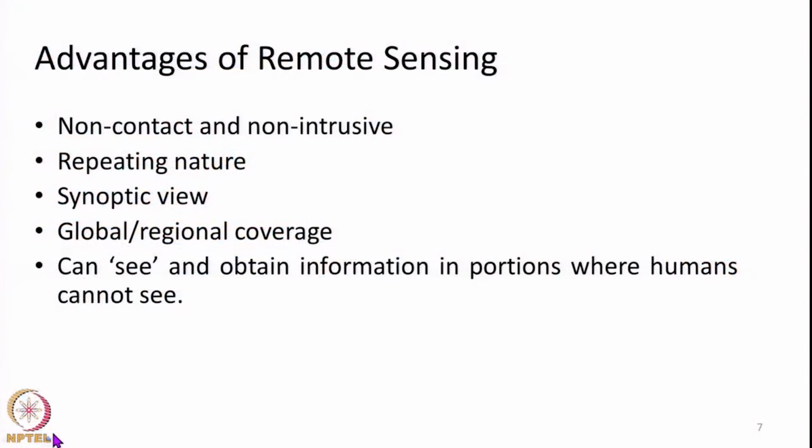What are the advantages of remote sensing? First of all, remote sensing is a non-contact and non-intrusive way of data collection. That is, as I said in the definition itself, remote sensing is a non-contact way of data collection. Being non-contact, we will not be disturbing the object or feature of our interest. So, if I want to collect data about some object, I need not go touch or disturb the object. From a distance I can collect the data, that is non-contact and non-intrusive.